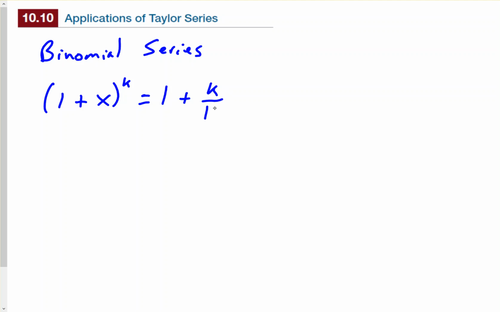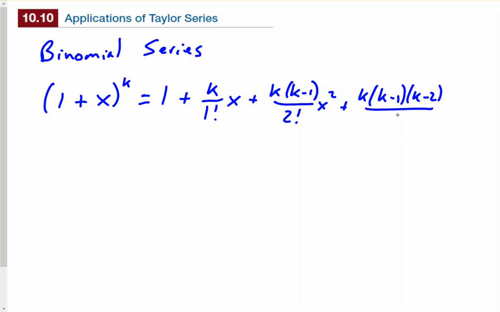This will be over 1 factorial, plus k times k minus 1 over 2 factorial times x squared, plus k times k minus 1 times k minus 2 over 3 factorial times x cubed, and so on and so forth.